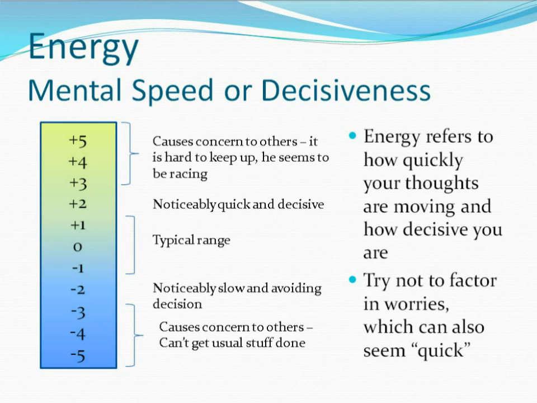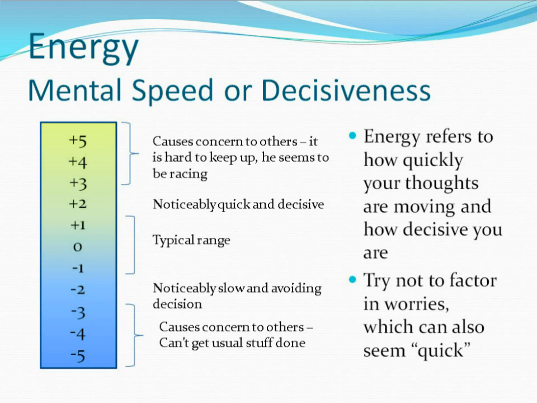The other scale that is also a +5 to -5 scale is looking at energy, mental speed, or decisiveness. So it's mental energy more than physical energy. So one can be +2 on mental energy and be tired physically. And that would happen if you were thinking very quickly, making decisions, and yet at the same time physically feeling tired. And that's not typical, but it is possible. And so we ask that you focus more on mental speed or decisiveness and less on the physical.